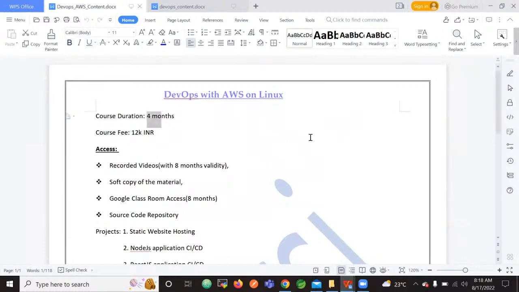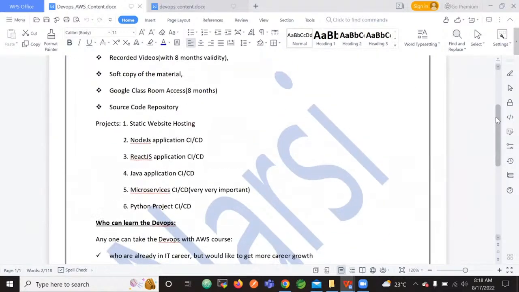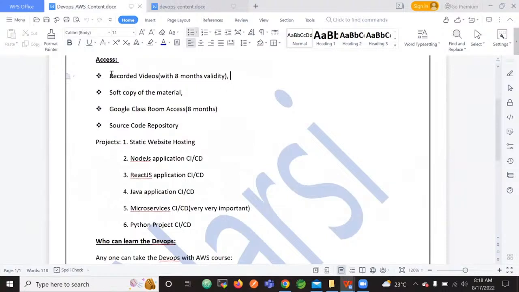Duration is 4 months. Fee is 12K INR, and the access provided for you is the live recorded videos with 8 months validity, soft copy of the material, Google Classroom access for accessing the material, and the source code repository will be shared with you, where it contains 6 projects. These 6 projects we will automate using DevOps. To automate these, we'll use DevOps tools only, but the infrastructure we will use is AWS. However, slowly I'll explain all the things.